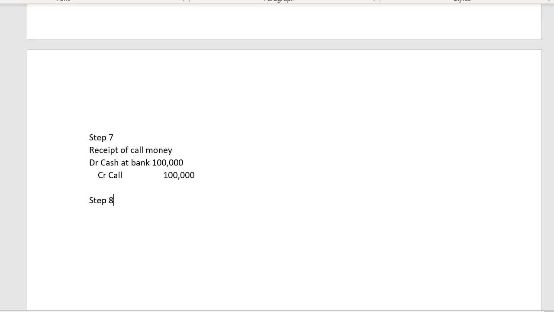Step number 8 is where you record share issue costs payment. Share issue costs paid. You debit share capital. How much did they pay? They paid $12,000 on share issue cost, and you credit cash at bank.